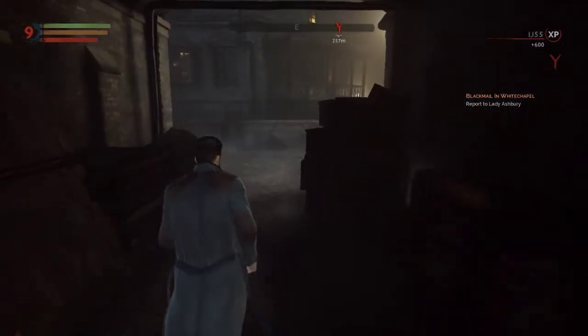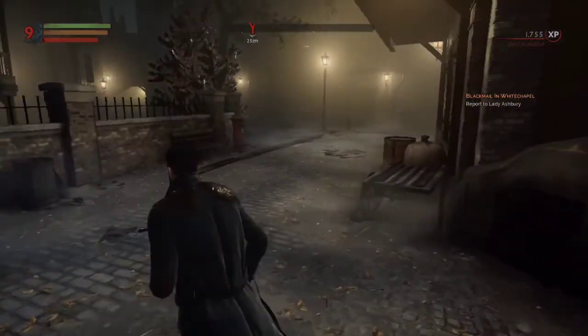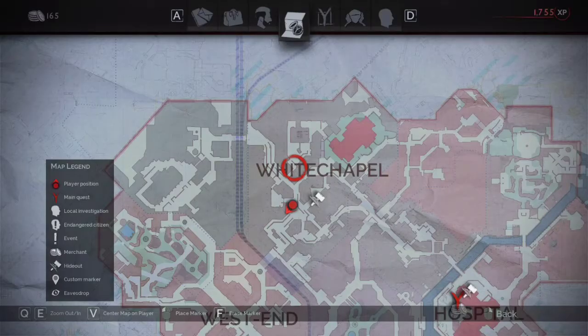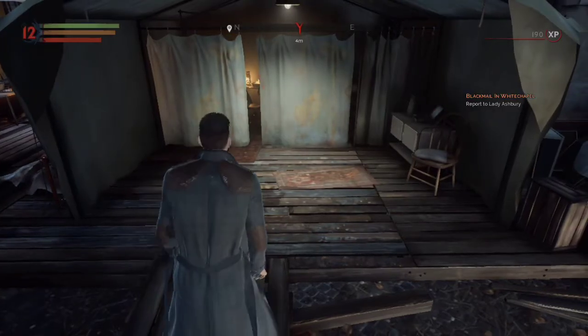Alright, so where do we have to go? Let me see the map. I think it's time for a cut edit. Because it's very far, so walking all that way back, that's why we'll start from right there. Alright then, we are here.